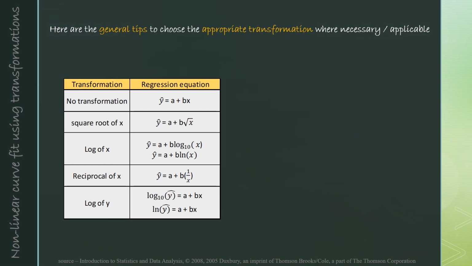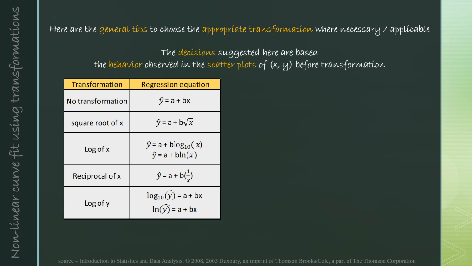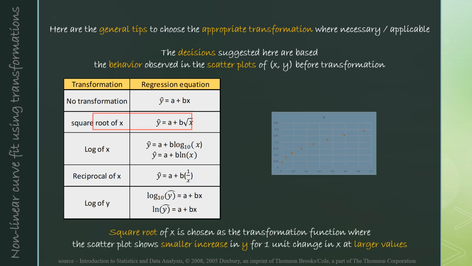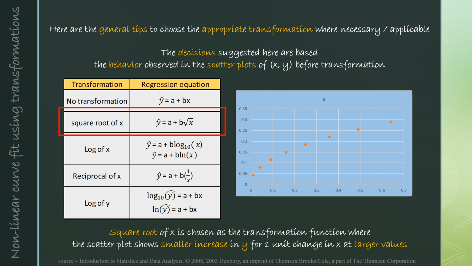Here are the general tips to choose the appropriate transformation where necessary or applicable. The decisions suggested here are based on the behavior of the observed scatter plots of x and y before the transformation. Square root of x is chosen as the transformation function where the scatter plot shows smaller increase in y for 1 unit change in x at larger values.